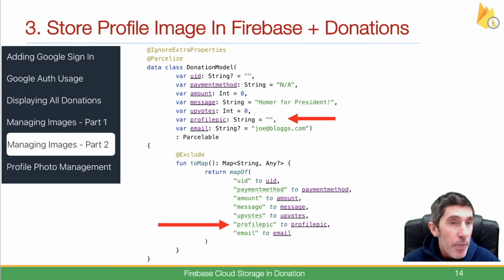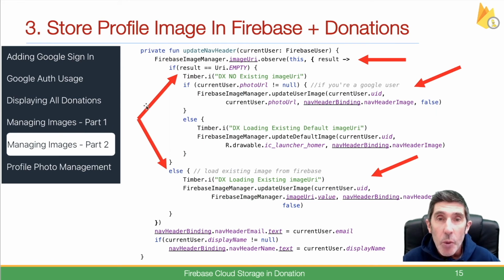All right. So inside our update nav header, these are the extra changes that we make. We are leveraging our Firebase image manager. So there we are inside that image URI. We're observing this, keeping track of that, so anytime that image URI changes, all this will get triggered. What we're doing is checking to see if the URI is empty, there's nothing there. Checking to see if there's a photo URL. Is it a Google user? If it is a Google user, update the image with that Google user's photo, passing in a reference to the nav header image. Otherwise, we update with the default.